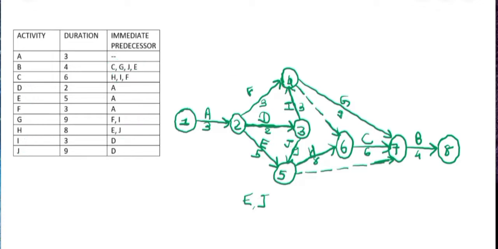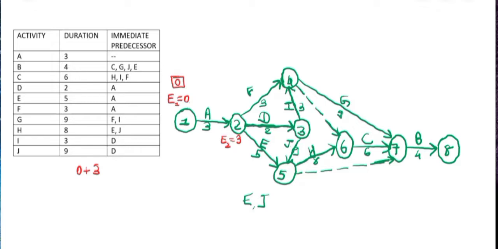Now we'll find the earliest occurrence time and the latest occurrence times. We can show the earliest occurrence time as E1 equal to, or we can even write it in a rectangle. Like for the first node, our E1 will be equal to 0. Then E2 will be equal to 0 plus 3. What is this 3? That is the duration of the activity A.